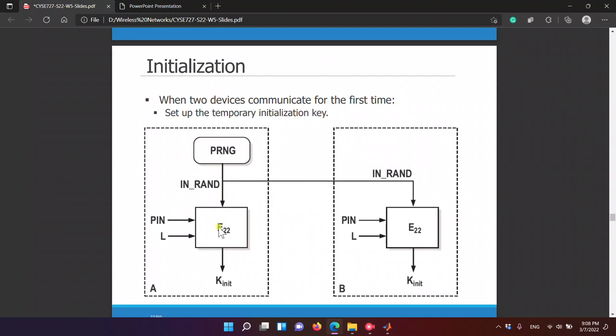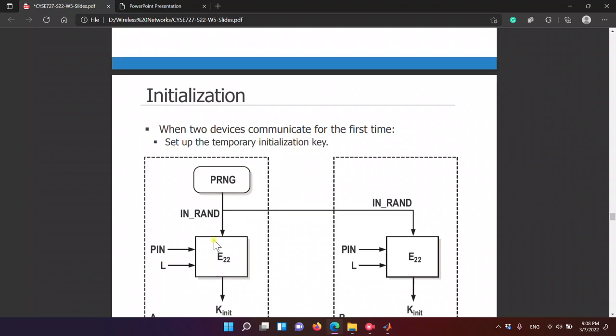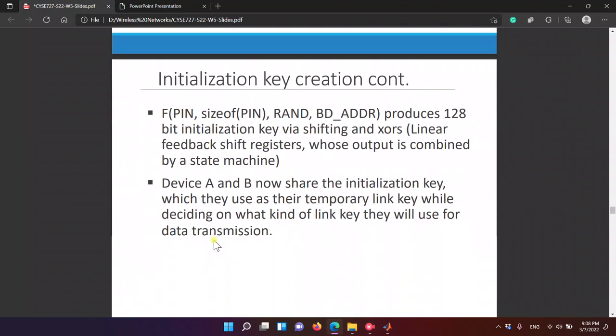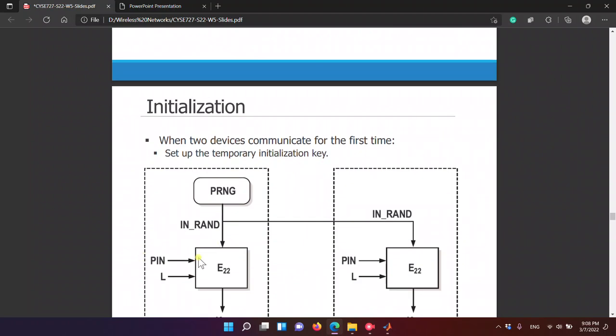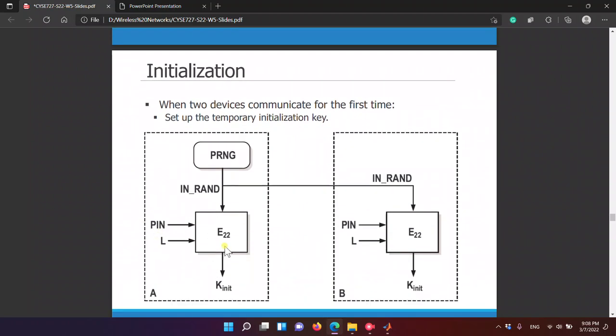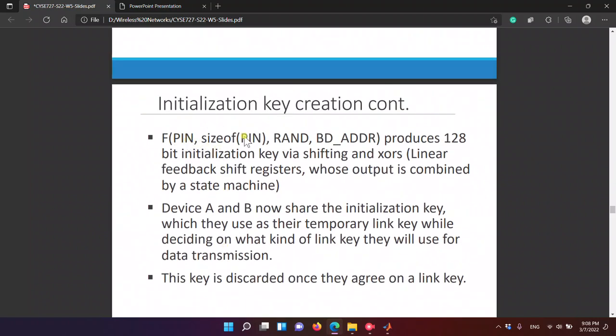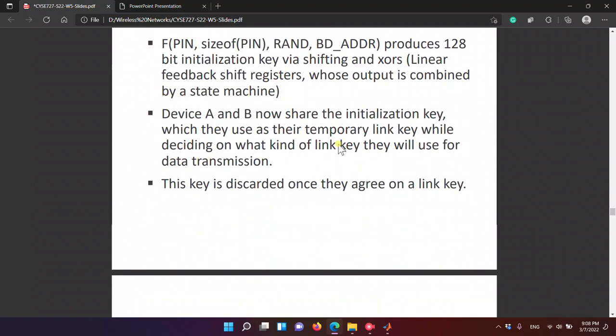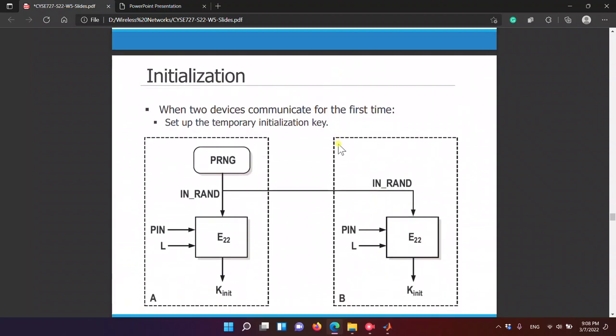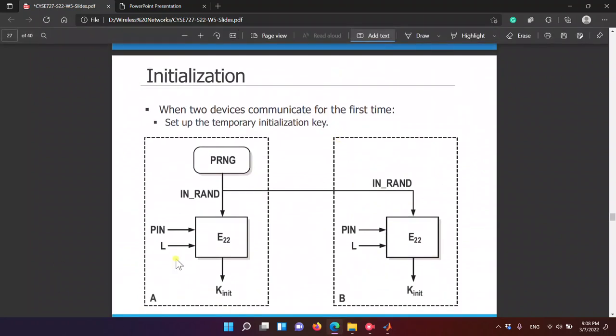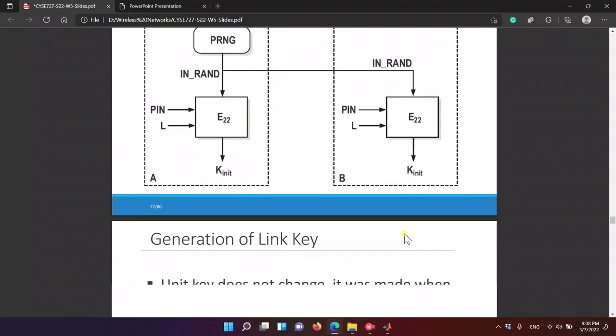It is an input inside an encryption key, and it's also taking the pin and the length of the pin. So we have the pin, length of pin, random, and the address. I don't know where the address is.